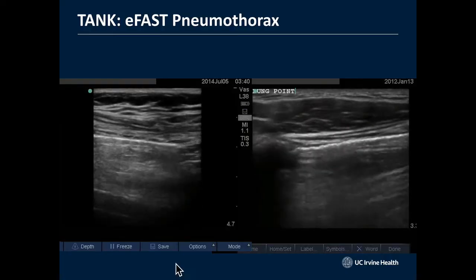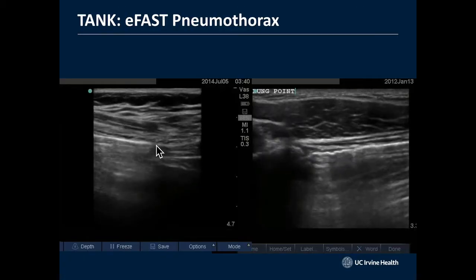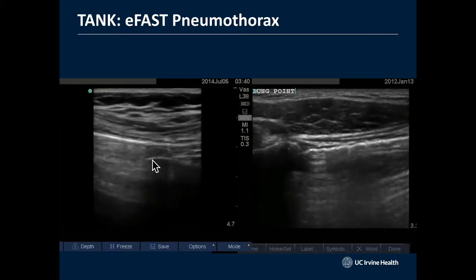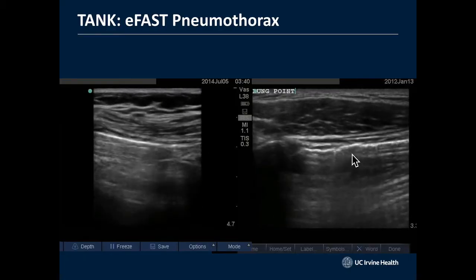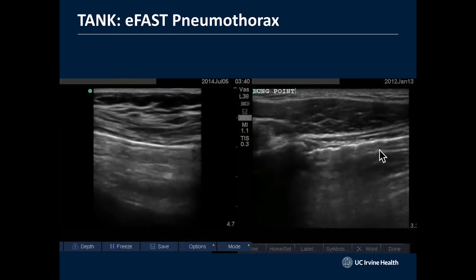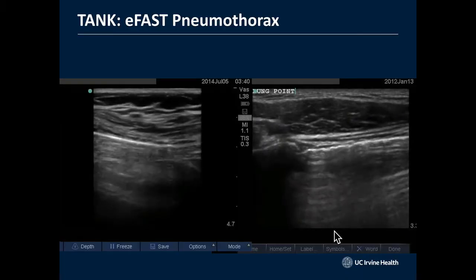Another example here, as this patient's breathing in and out, we can see that transition zone kind of wobbling back and forth there. Definitely pneumo going on over here. And this is the point at which the lung comes up against a chest wall. And another example of that over here, we see some comet tails, maybe some sliding. And then over here, there's definitely no comet tails and no sliding right here. This would be the transition zone or lung point.